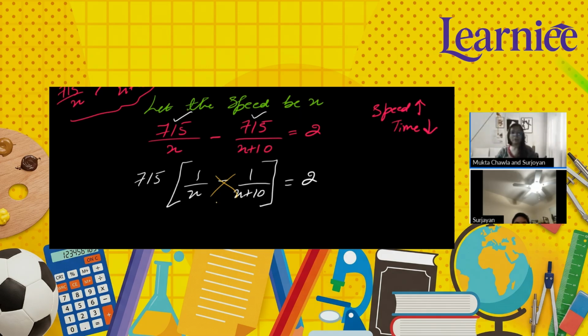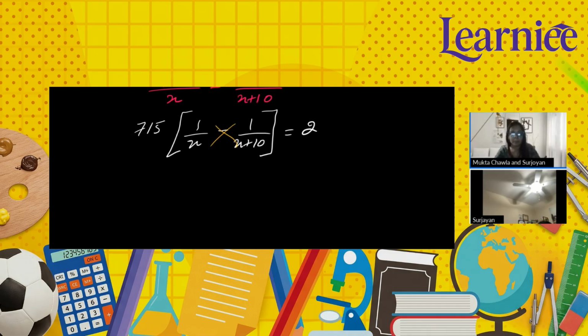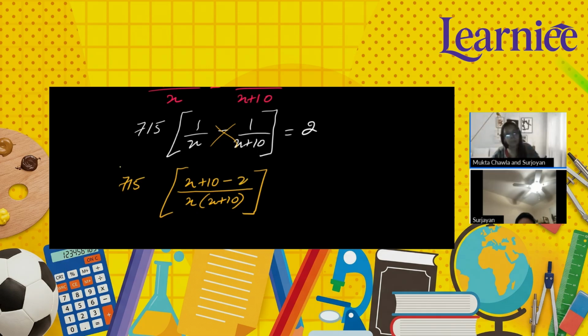Why have I taken 715 common here? That is optional. If you don't want to take it common, you want to solve with 715, that you can also do. But this is the trick, right? It reduces the calculation. Understood what I did? Now let's take the LCM, right? Means we will be solving with 715 also, but later. First, we will try to make the equation simpler, right? Now see, when we do cross multiply, x plus 10 minus x is equal to 2. You can copy along with me, right?